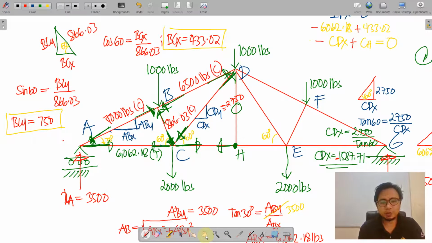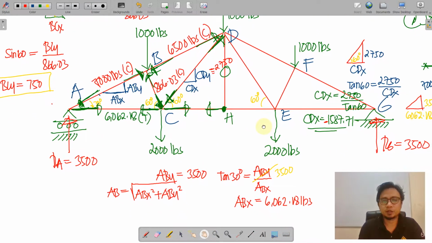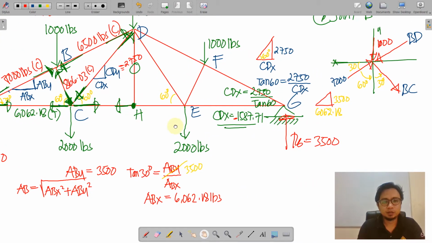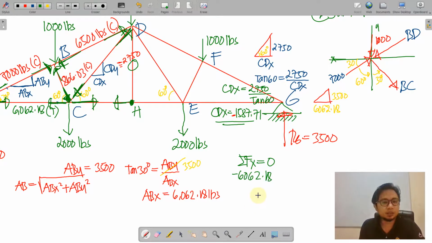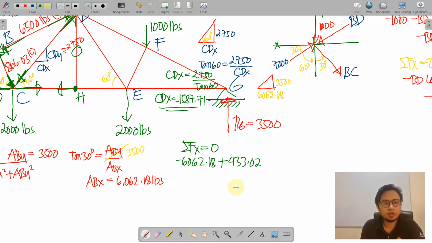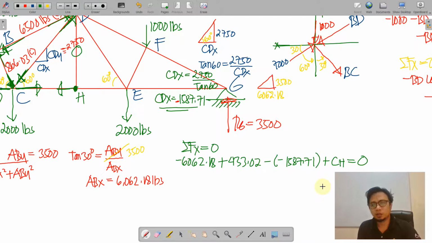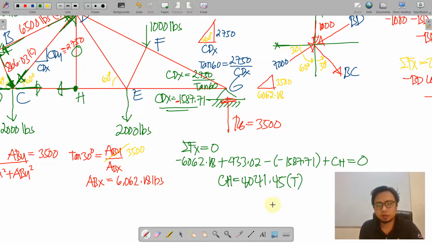To avoid confusion, we shall write the equation for X along C. Summation of forces along X is equal to 0. We have negative 6062.18 plus the component of 866.03, which is 433.02, minus negative CDX, which is 1587.71, plus CH is equal to 0. We have CH equal to 4041.45, and this is tensile.